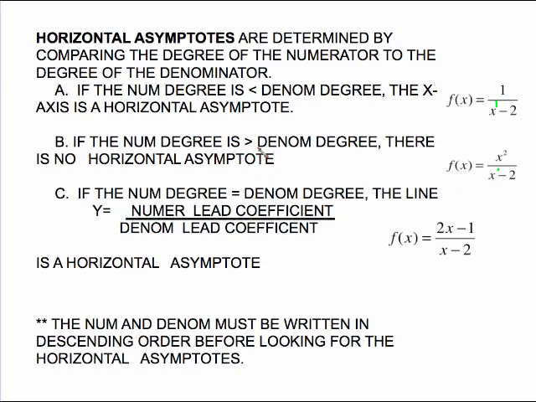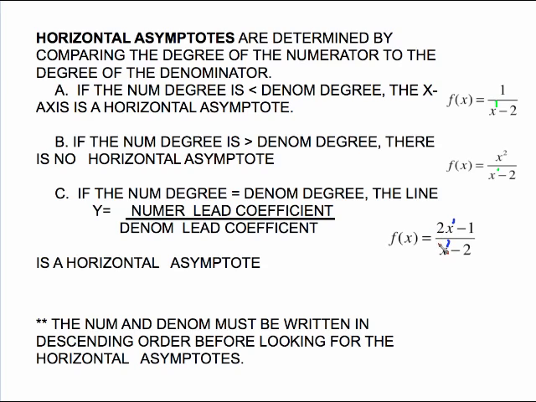This function right here is this example. The numerator degree is greater than the denominator degree. That's x squared, which is a degree of 2. That's a degree of 1. Therefore, there is no horizontal asymptote for that function. And the third possibility is that the numerator degree and the denominator degree are the same. If that's the case, like in this one, this is an x to the first, this is x to the first, so they both have a degree of 1. What you look at is the coefficients.